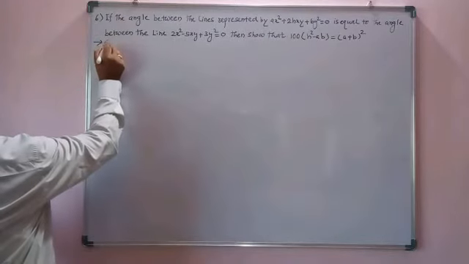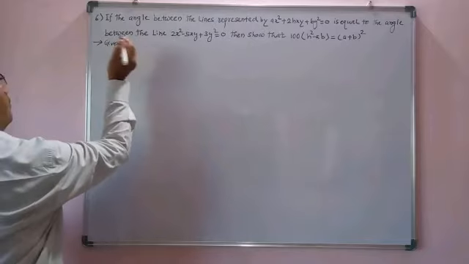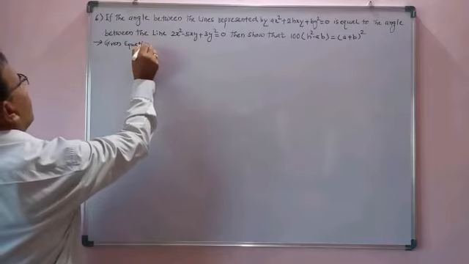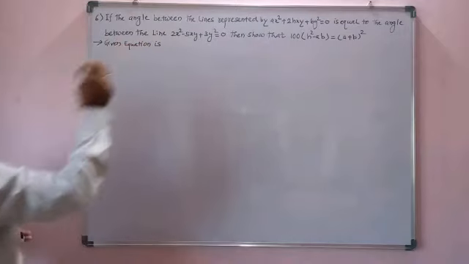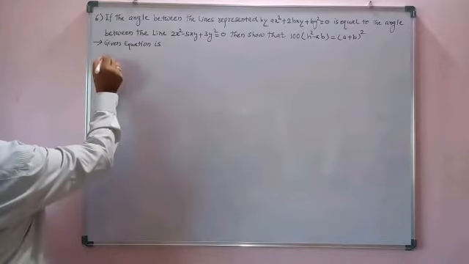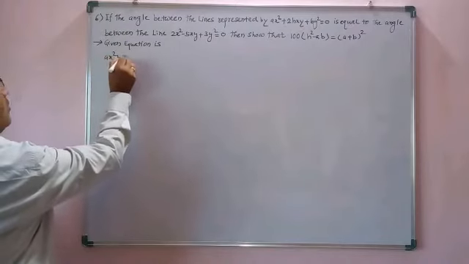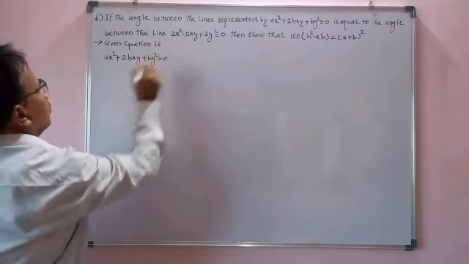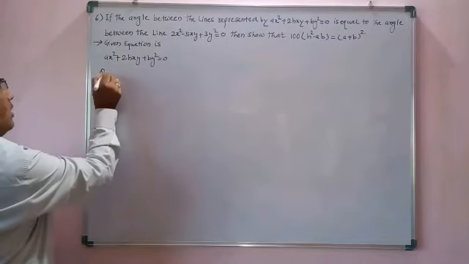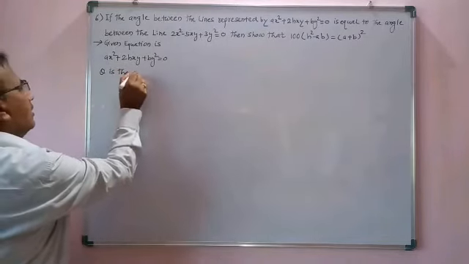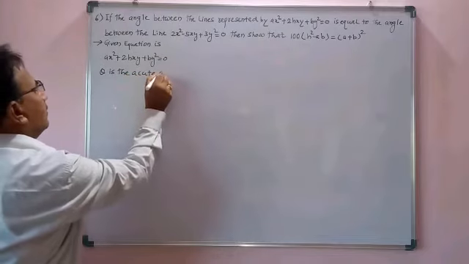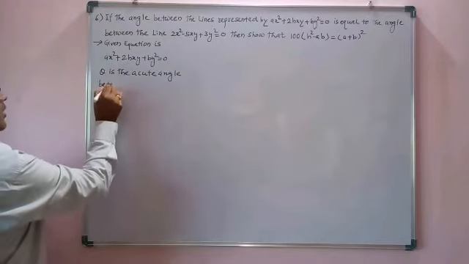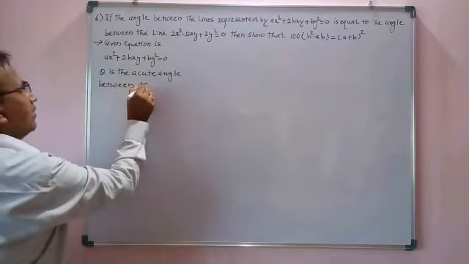Therefore, the given equation is, firstly we write the homogeneous second degree equation. Given equation is ax square plus 2hxy plus by square equal to 0. Theta is the acute angle between the lines.